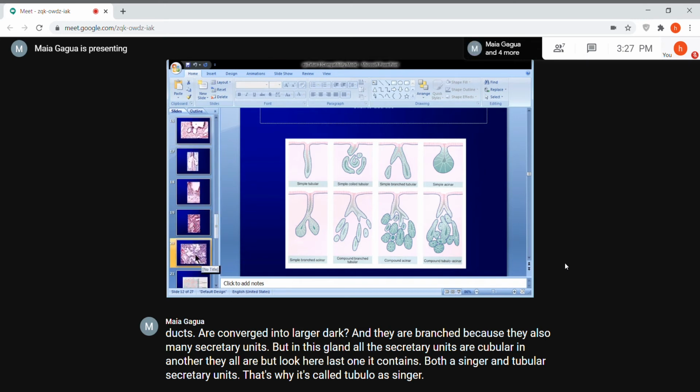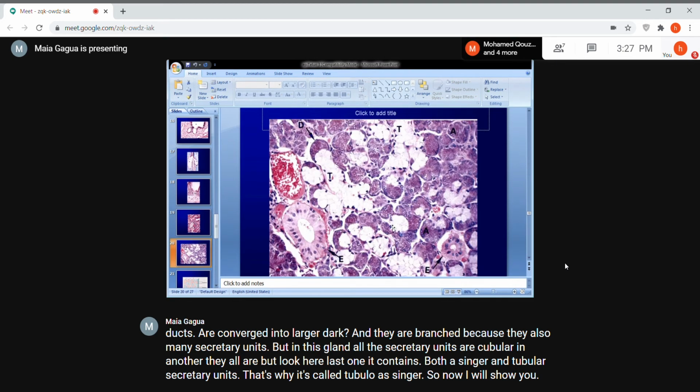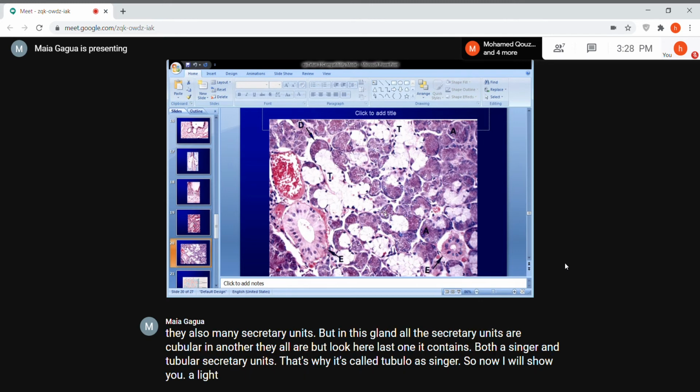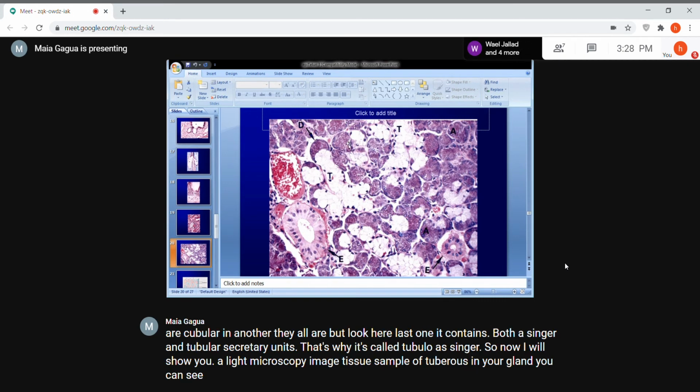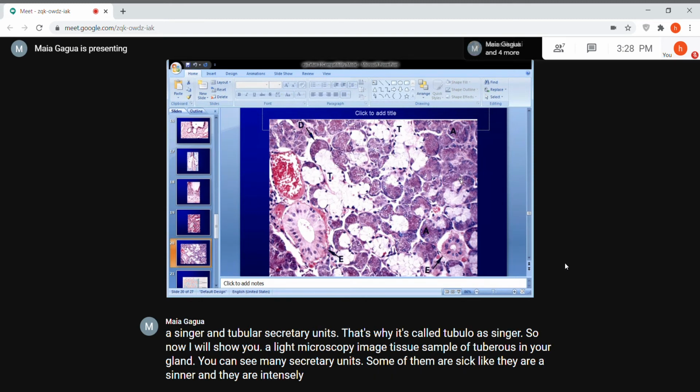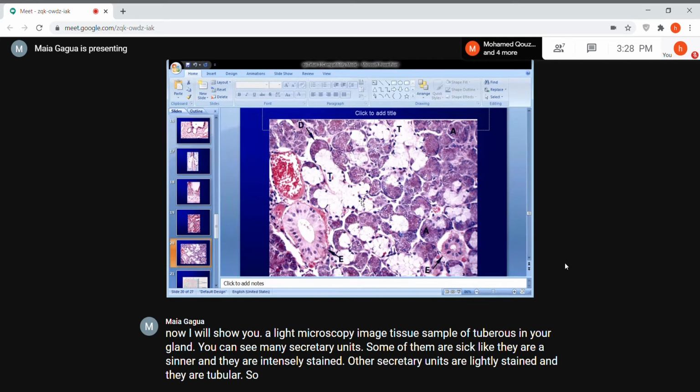So now I will show you a light microscopy image of a tissue sample of a tubuloacinar gland. You can see many secretory units. Some of them are sac-like. They are acinar and they are intensely stained. Other secretory units are lightly stained and they are tubular. So this gland contains both.